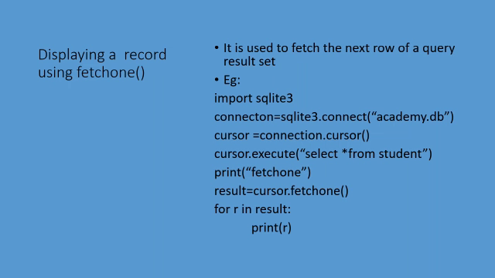So this is how you can display the record using fetchone. Fetchall means what? All the records will be displayed. Fetchone means what? Only one record alone will be displayed. So here what will happen? Already we have given 3 records in a table. Now I am displaying only one using fetchone. That's all. This is the next function, fetchone.